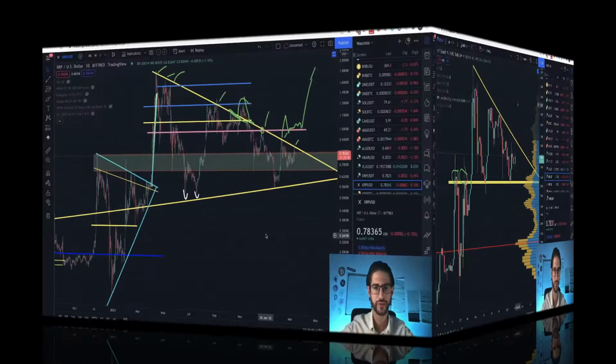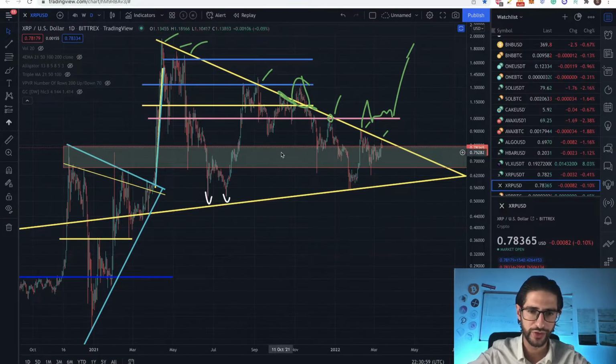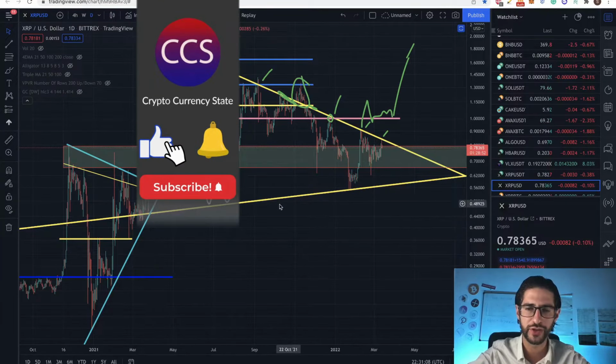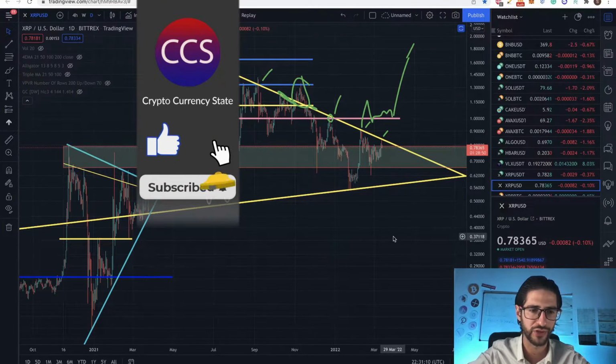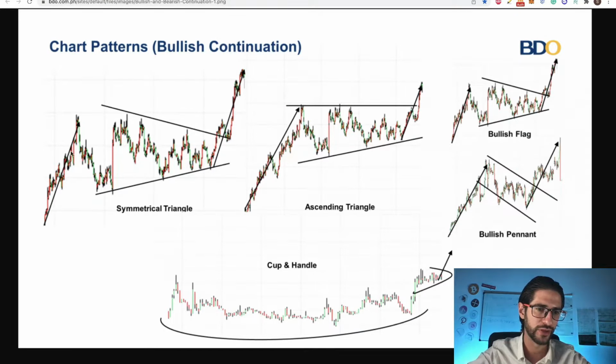If we see the daily chart of XRP against USD, you will see that I have this rectangle for almost a year already, also marking the same that we have in the other triangle. But here, instead of having a descending triangle, I am seeing a symmetrical triangle. A symmetrical triangle, when it comes from the downside, is a bullish continuation pattern.